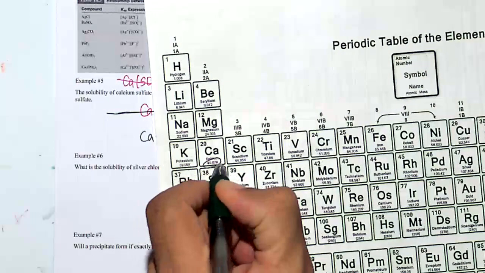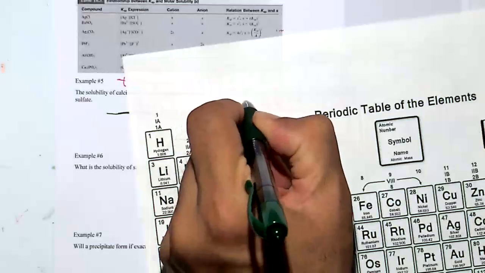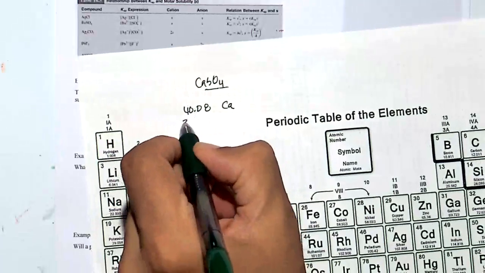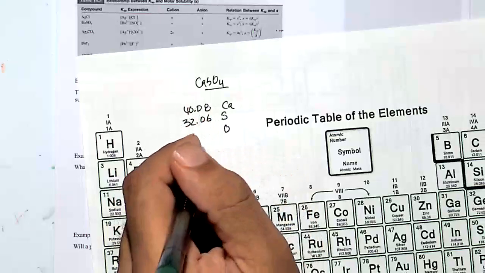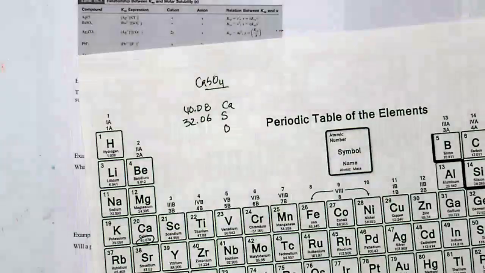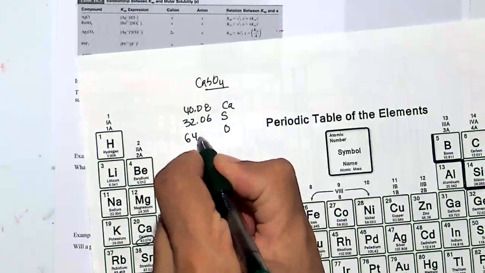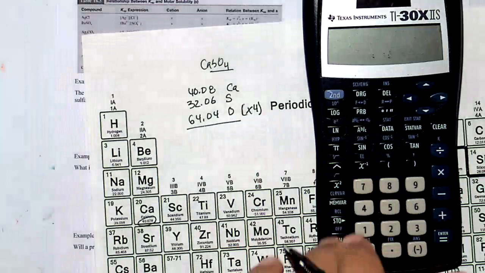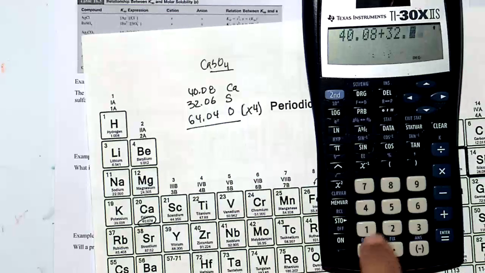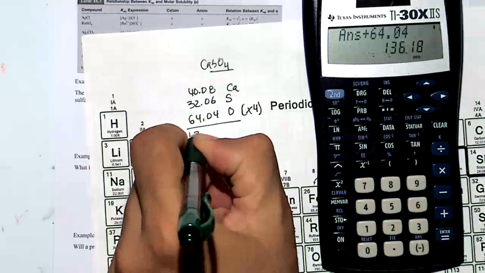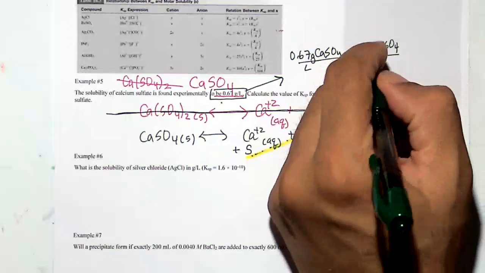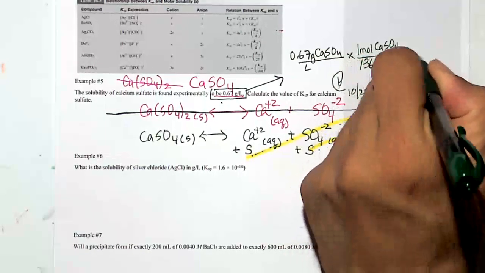Alright, so calcium sulfate, calcium here is 40.07, maybe 40.08. Sulfur is 32.06. Oxygen is 16.01 times 4. So that's 64.04. Because remember we have to multiply it by 4. So quickly getting us the molecular weight of this: 40.08 plus 32.06 plus 64.04, 136.18 grams are in 1 mole of calcium sulfate. So 1 mole of calcium sulfate is 136.18 grams.